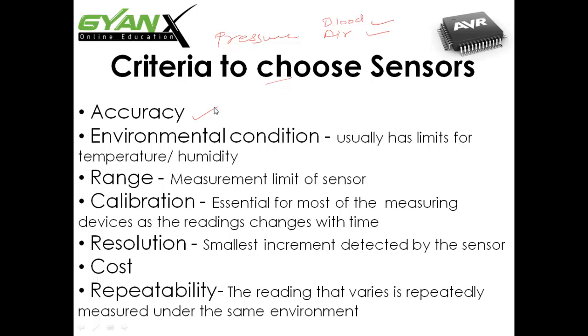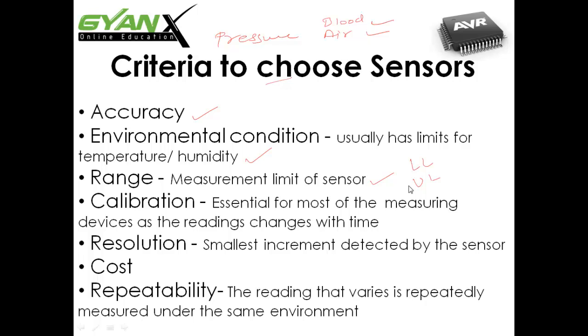Second is environmental condition, meaning in which condition your sensor is going to work, and it usually has limits for temperature and humidity. Range means the measurement limit of the sensor, up to which limit your sensor will work. Like if you want to measure blood pressure, it will vary from 70 to 180, 190. So it means from the lower limit to the upper limit of the sensor.